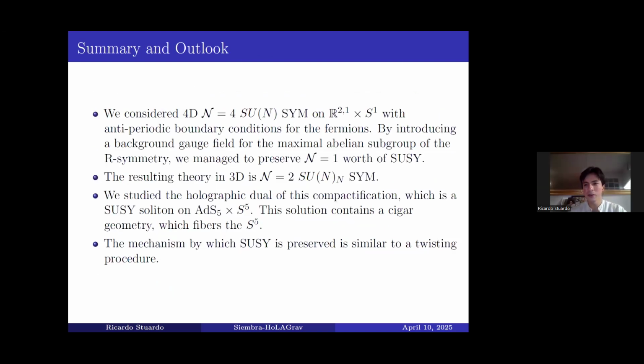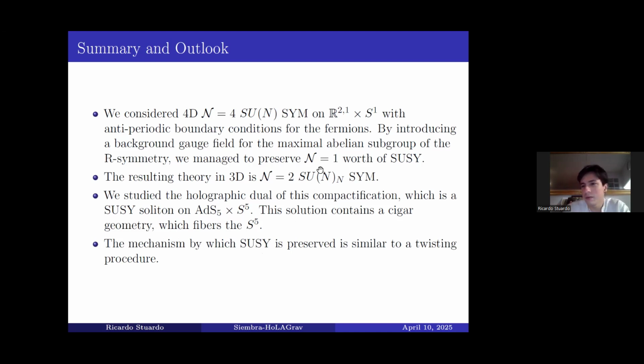I will move to the conclusions. So what we did was we looked at 4-dimensional N=4 super Yang-Mills, with gauge group SU(N), and we saw that when you impose anti-periodic boundary conditions and introduce a background gauge field, you manage to preserve some amount of supersymmetry, which is N=1. We saw that in one particular vacuum, the gauge theory is N=2 SU(N) at level N. And the level N came from integrating out all of the massive fermions of the chiral multiplets. We also studied the holographic dual, which is this supersymmetric soliton or deformation of AdS5 times S5. And we saw that the way in which supersymmetry is preserved is the same as a twisting procedure.